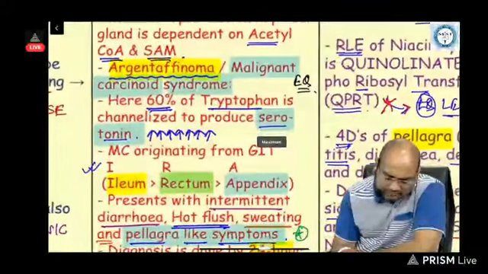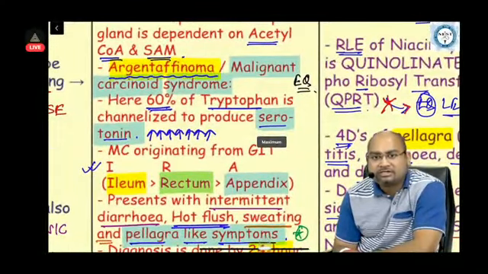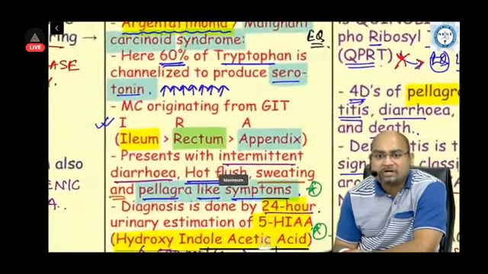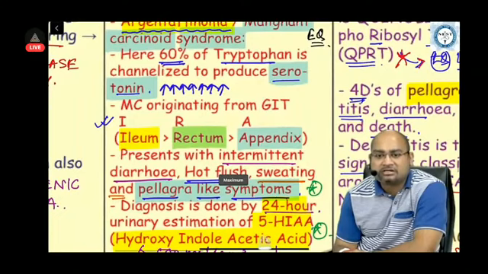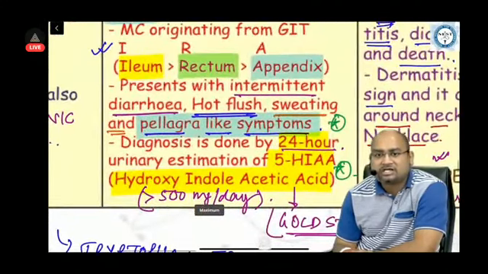Please remember argentaffinoma, malignant carcinoid syndrome. Instead of 1%, 60% of the tryptophan will be entering into this pathway. And these are the sites from where this argentaffinoma or carcinoids can arise. Clinical features will be intermittent diarrhea, hot flush, as well as sweating, but also it can lead to pellagra.